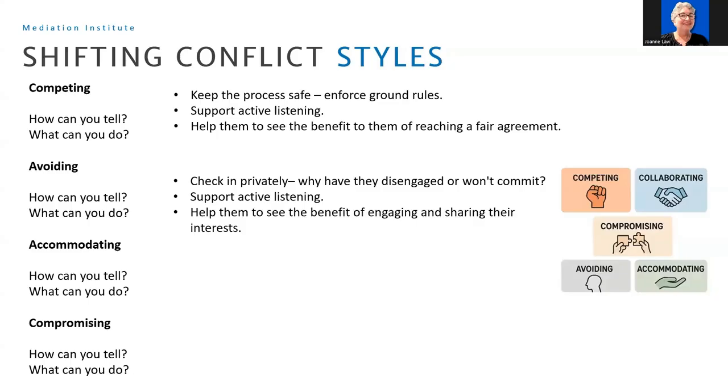People that have come to mediation but have got this avoiding approach will often be really reluctant to make decisions, and they'll try and defer things and put them off, and they won't really tell you what they want or need without additional support, and they're not really focused on encouraging the other person to get what they need. You may need to check in privately with them if they've disengaged or they won't commit, and remind them that now is actually the time where they need to make a decision, because this is the point of decision. Again, you may need to support active listening.